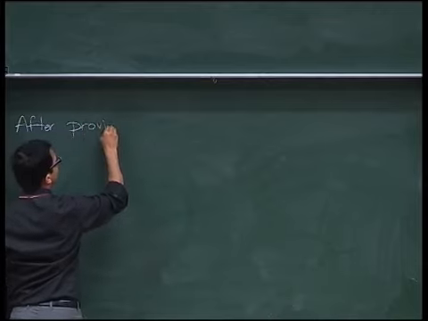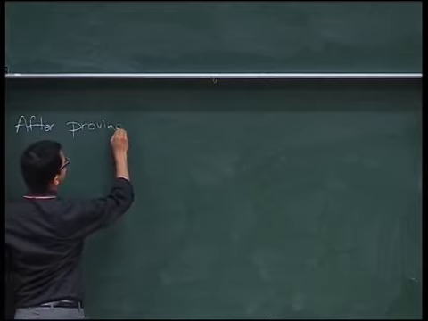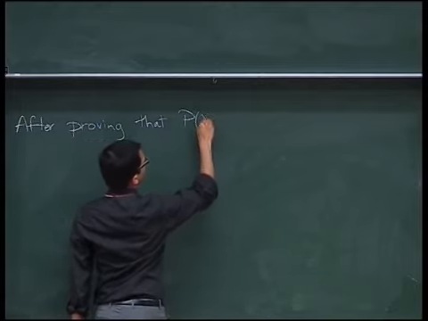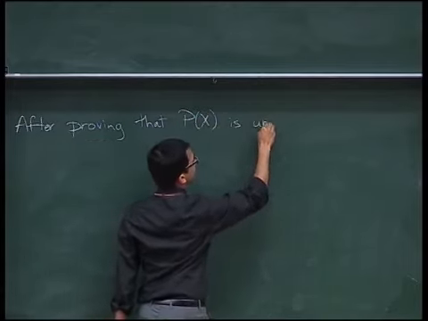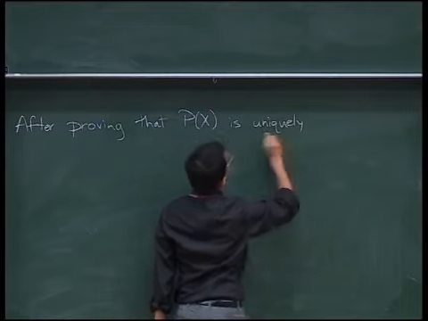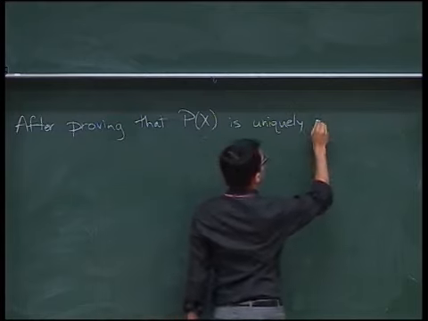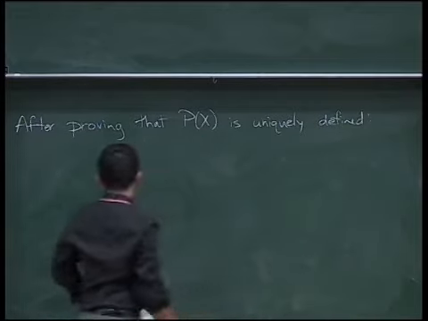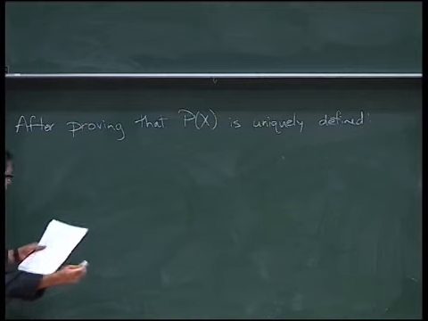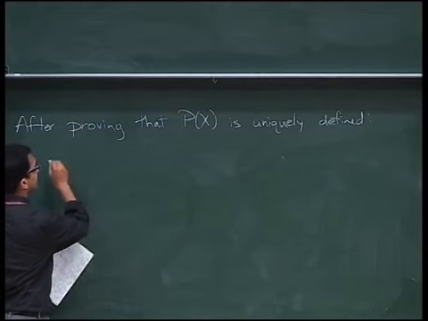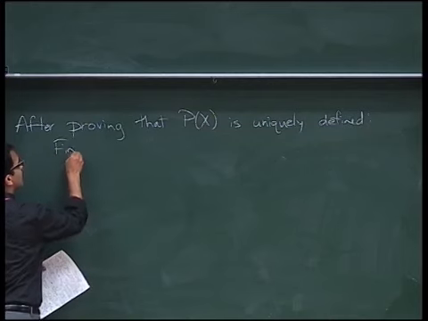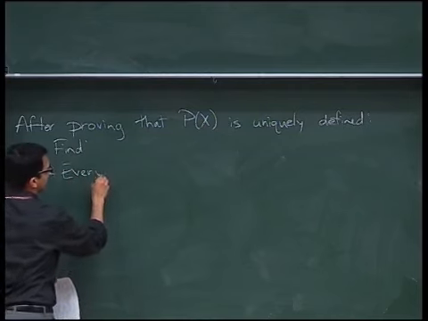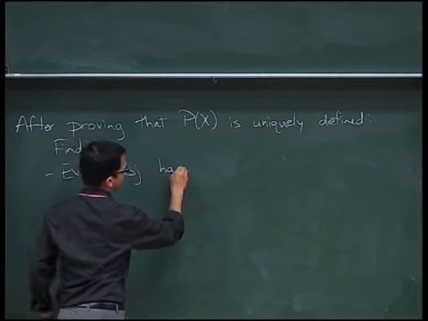after proving, well, maybe not really after, but around the same time as proving that P of x is uniquely defined by that plus whatever else you need, then you discover lots of other nice things. So P of x has a lot of good properties, and here are some of the properties that it turns out to have. One is that every object has finite length.